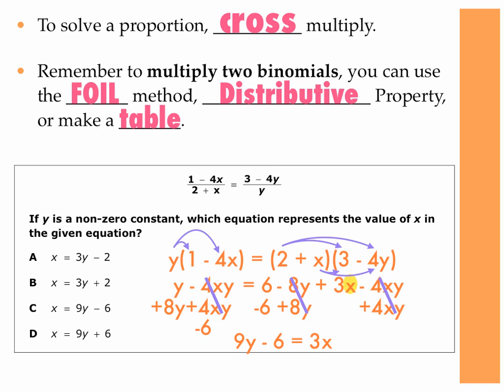Now I need to divide both sides by 3. Remember, when you have to divide to isolate a variable, you have to divide everything on the other side by that number as well. So I'm not only dividing 9y, I'm also dividing a negative 6 by 3. Well, 9y divided by 3 will leave you 3y, and negative 6 divided by 3 will leave you with negative 2, so my answer here is going to be A.